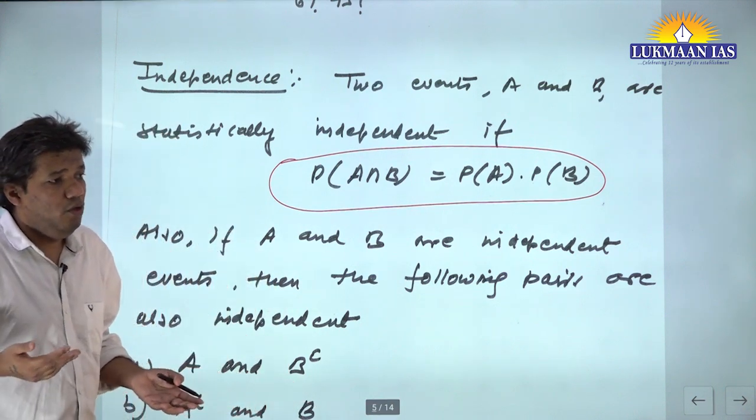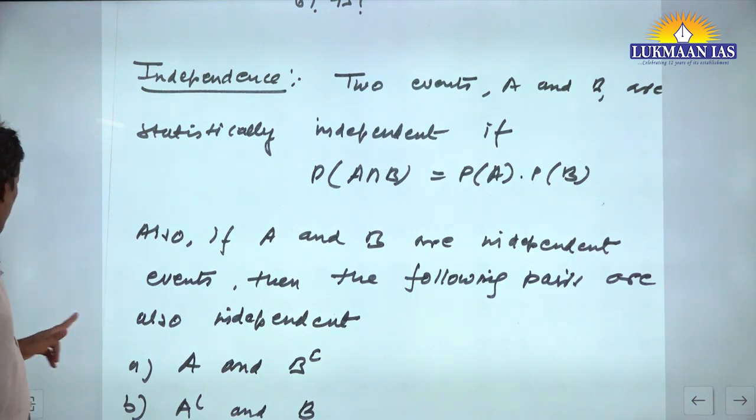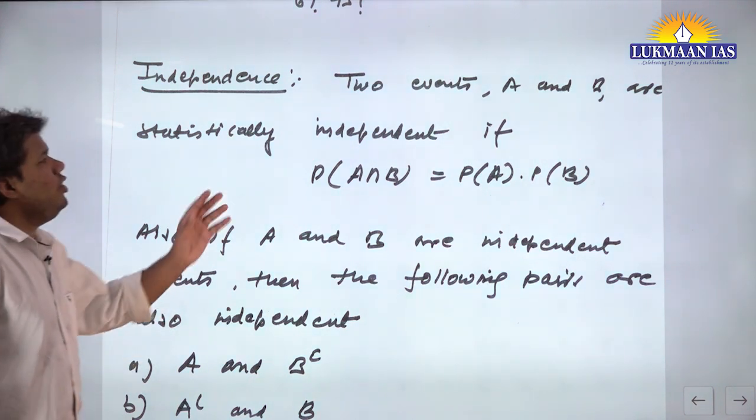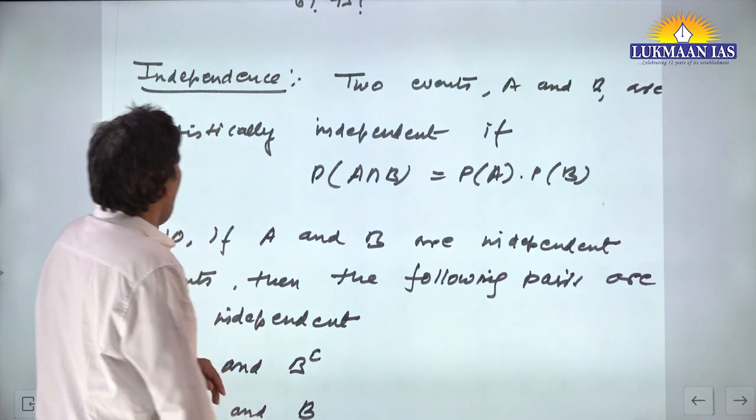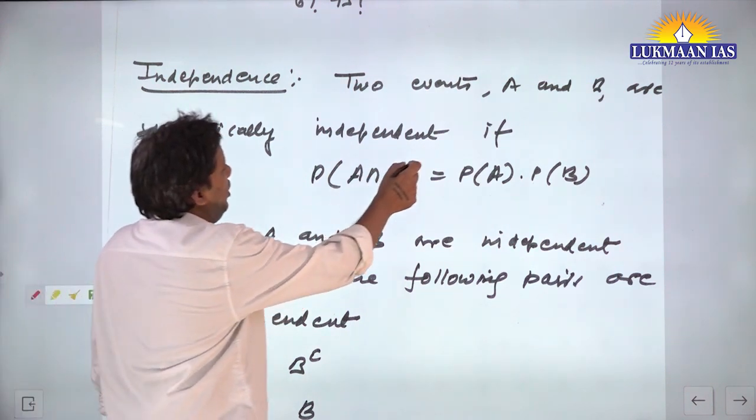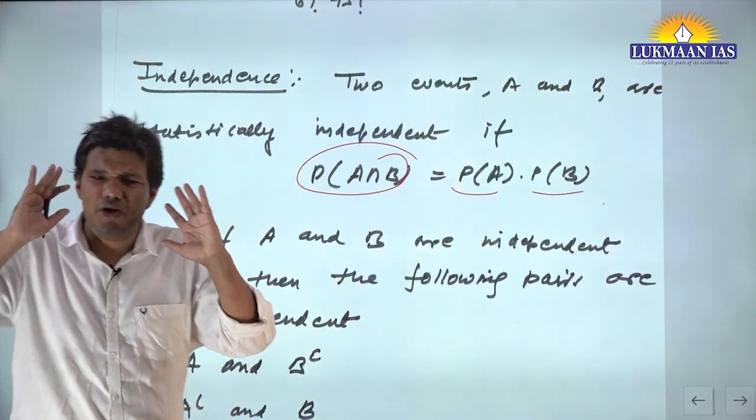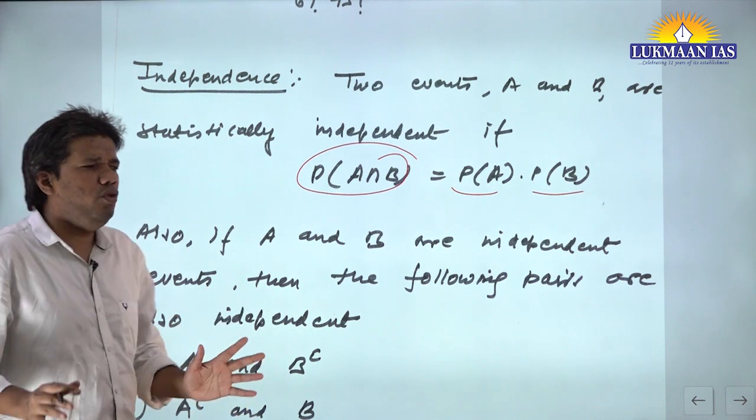Now these kinds of questions might be asked. Let's say there are 2 events, A and B. They are statistically independent if probability of A intersection B is equal to probability of A into probability of B. First, you have to understand the meaning of independence and mutually exclusive.